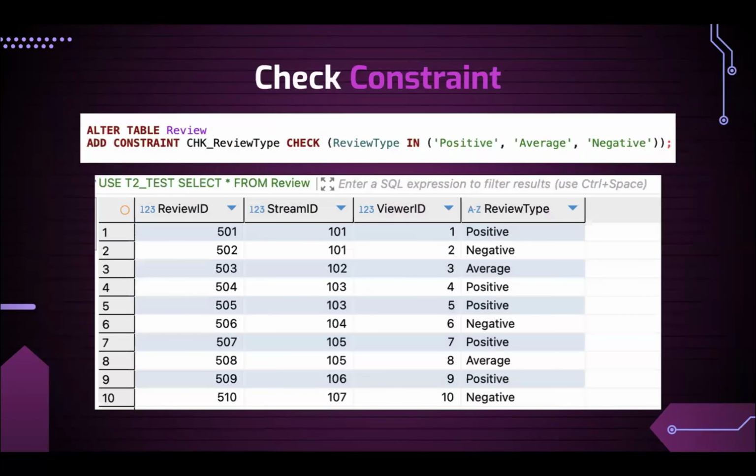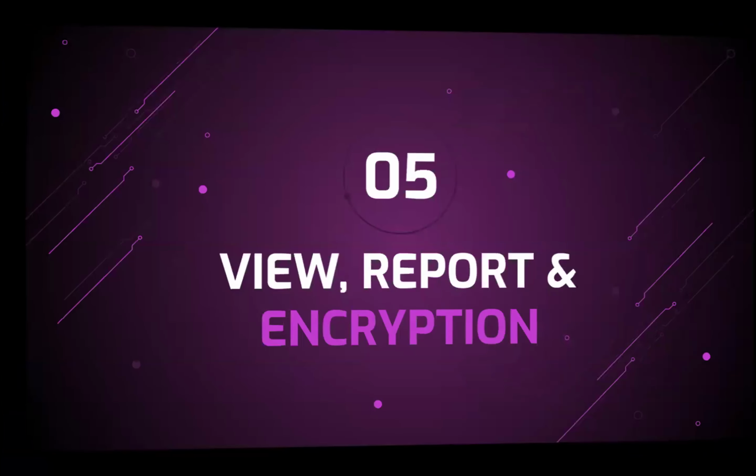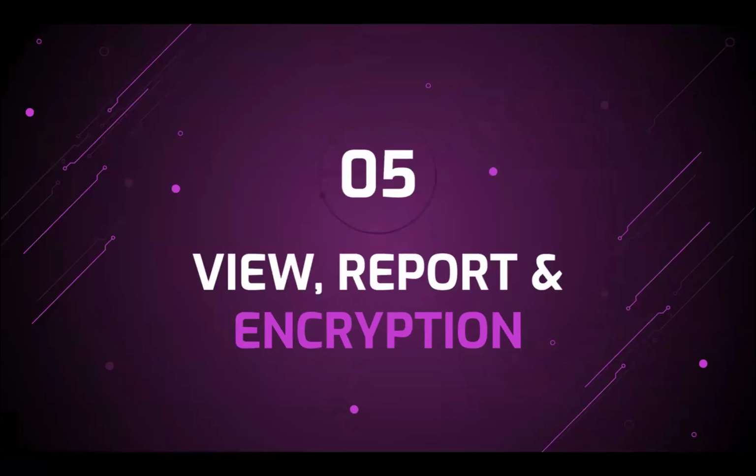And finally, this is the check constraint. This slide explains one of the constraints we have implemented in the database to maintain data integrity. In the review table, there is a review type column, and this column is restricted to only specific values: positive, negative, or average. This ensures that all reviews entered into the system are consistent and valid, preventing any incorrect or unexpected data from being stored. Constraints like these are essential to keeping the database reliable and consistent. The next part is view, report and encryption, which will be explained by Rina.